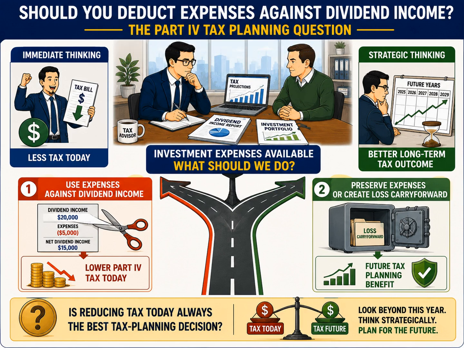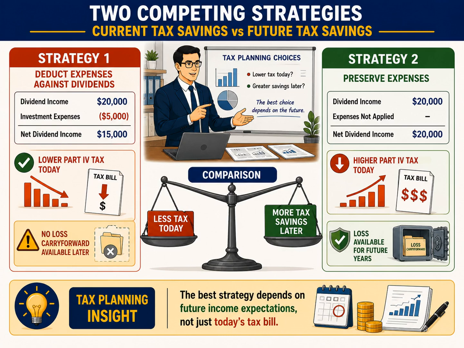In the next slide, we'll compare these two strategies side by side and examine the trade-offs between immediate tax savings and future tax benefits. In this slide, we compare two competing tax planning strategies and explore why the lowest tax bill today is not always the best overall tax outcome. Let's start with strategy 1 on the left side.